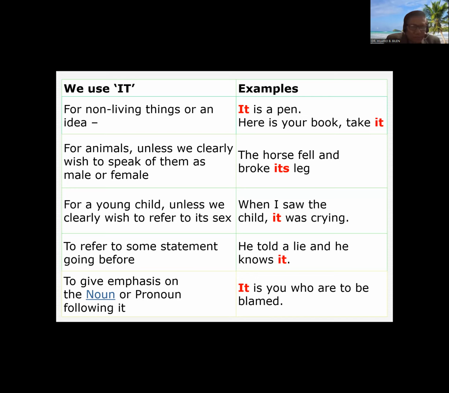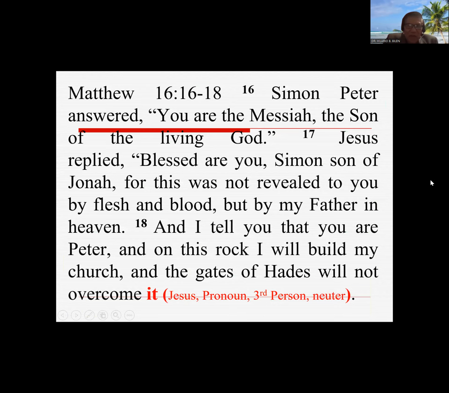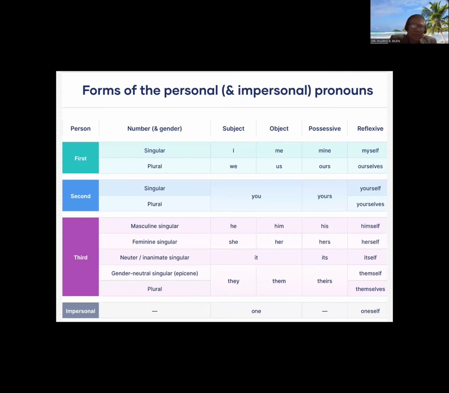Another example, to refer to some statement going before. Example of a sentence, he told a lie and he knows it. You see? So you have to check the pronoun. Another, to give emphasis on the noun or pronoun following it. It is example of a sentence, it is you who are to be blamed. You see? So when using the pronoun it. So I gave this example a while ago, so we will now omit this.